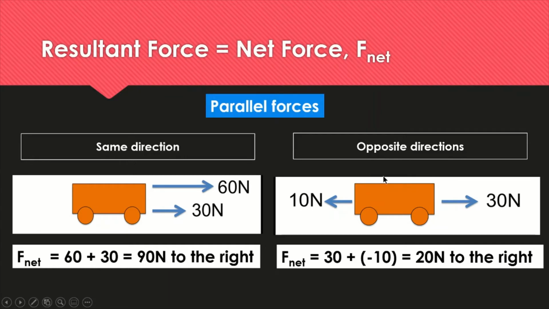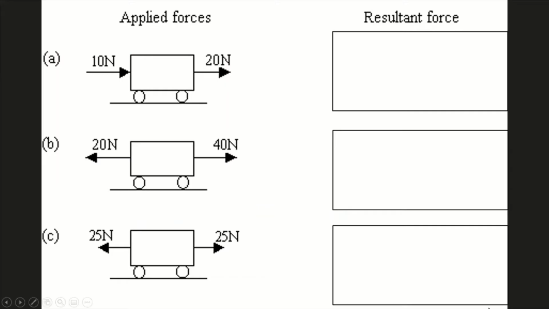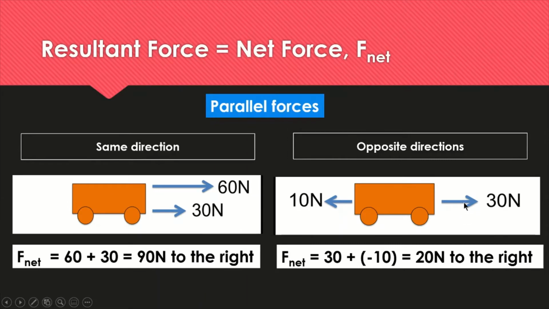Now, what if the forces acting on an object are not in the same direction but in opposite directions? For example, 30 Newton to the right, 10 Newton to the left. They are of opposite direction. Because force is a vector quantity, direction is very important. Normally we will take the bigger force as the positive direction, so the other one, which is of opposite direction, will be negative.